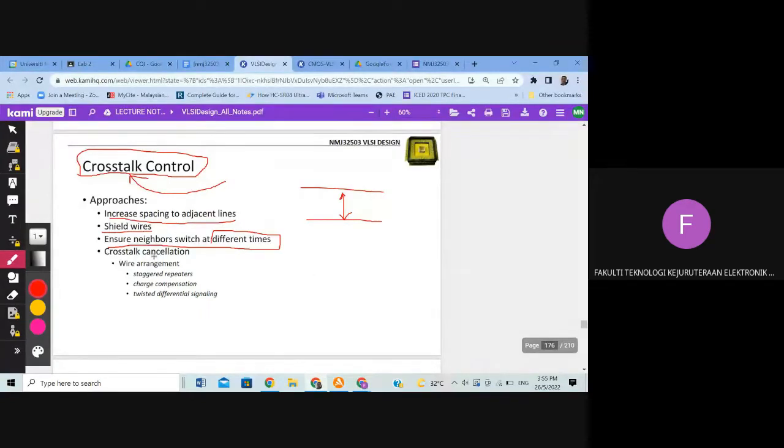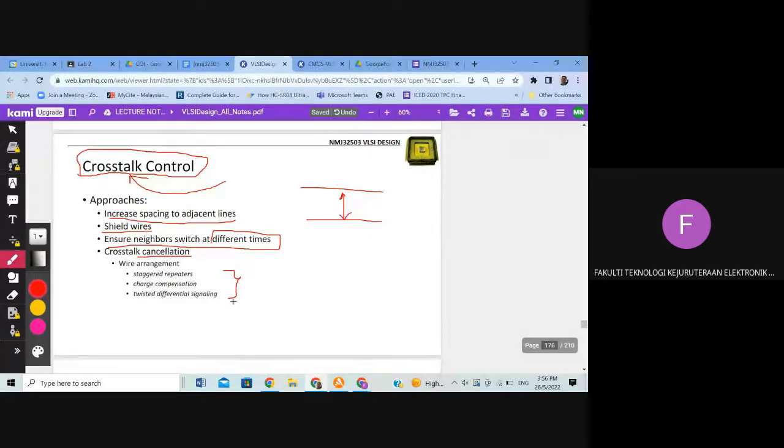Another technique to limit or reduce the crosstalk is the cancellation technique, the crosstalk cancellation technique. There are lots of methods, such as using wire arrangement, as mentioned here. They mention three here. This is just a point form for the ways to control the crosstalk.